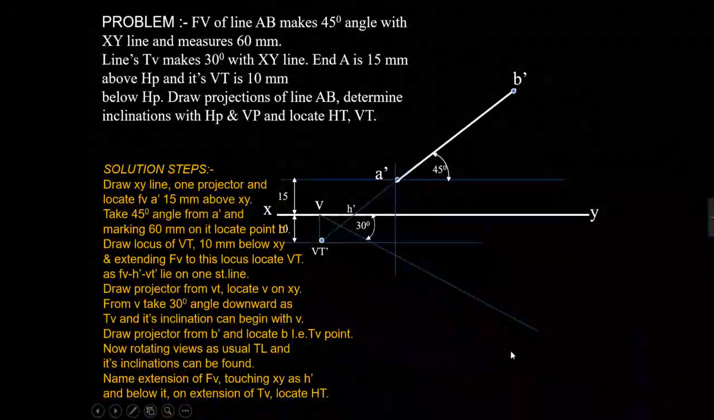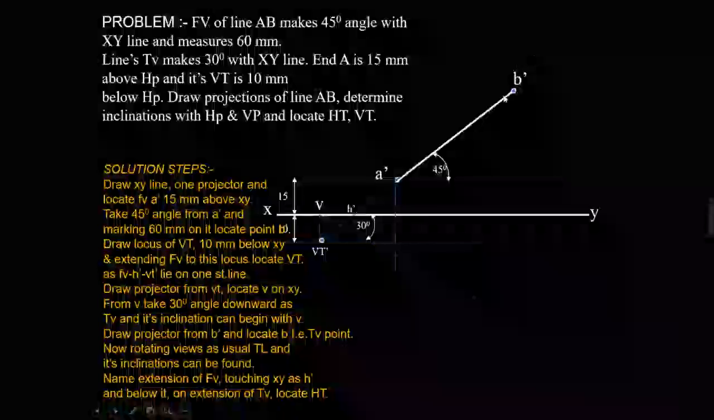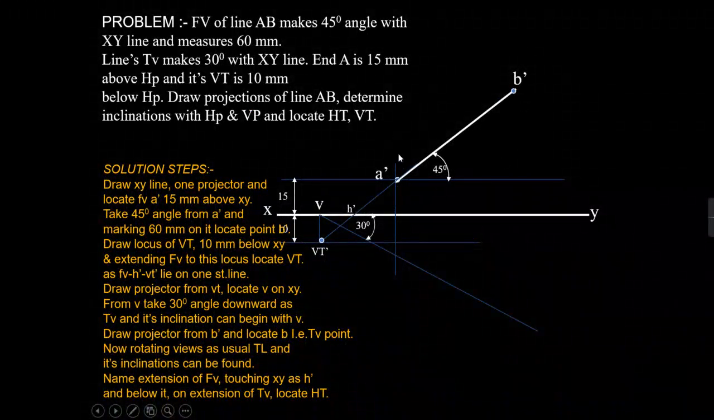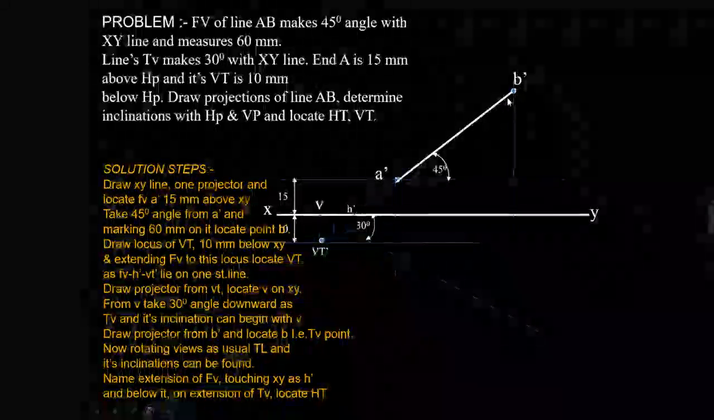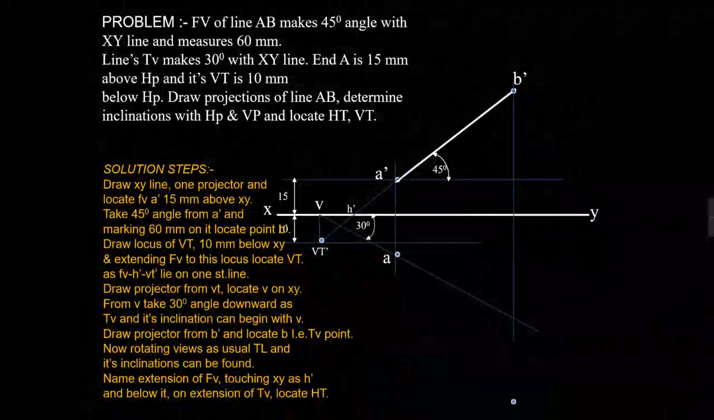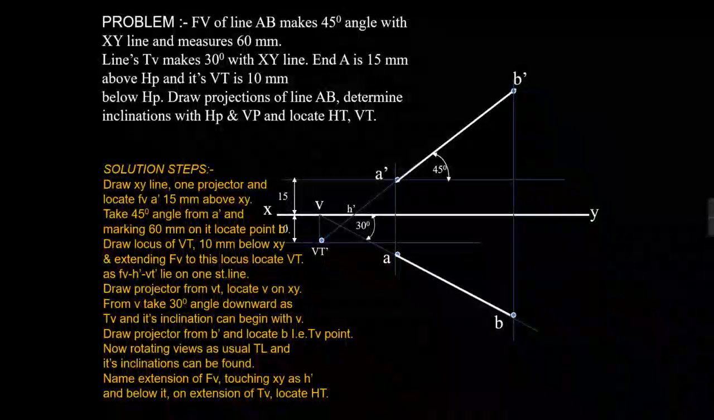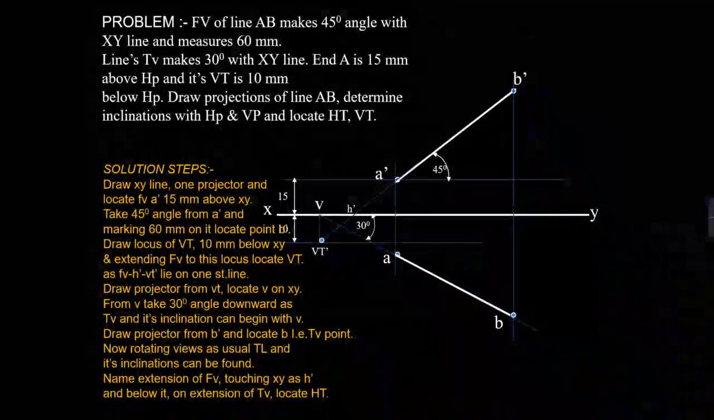So your top view will lie somewhere here on this line, and I know the position of A dash and B dash, and I know that A dash A and B dash B will lie on the same projector. So I will draw the projector from the A dash and B dash, and I will find out the points A and B. So this is how you can draw the front view and top view of the line AB.